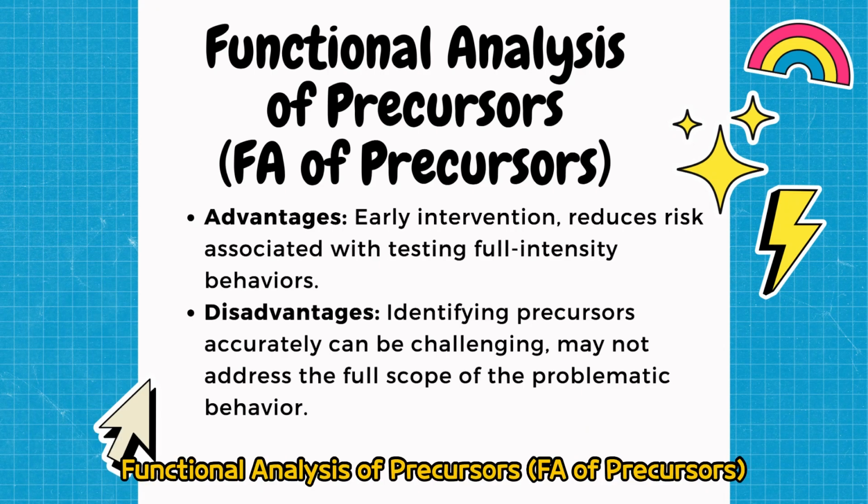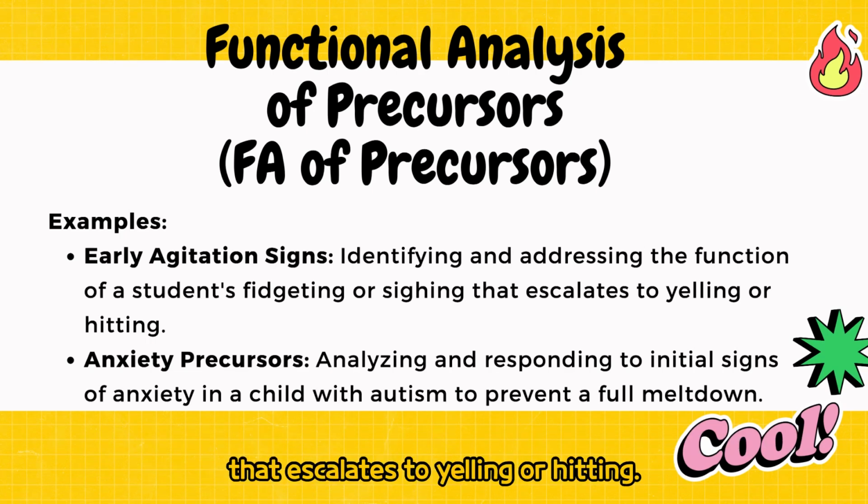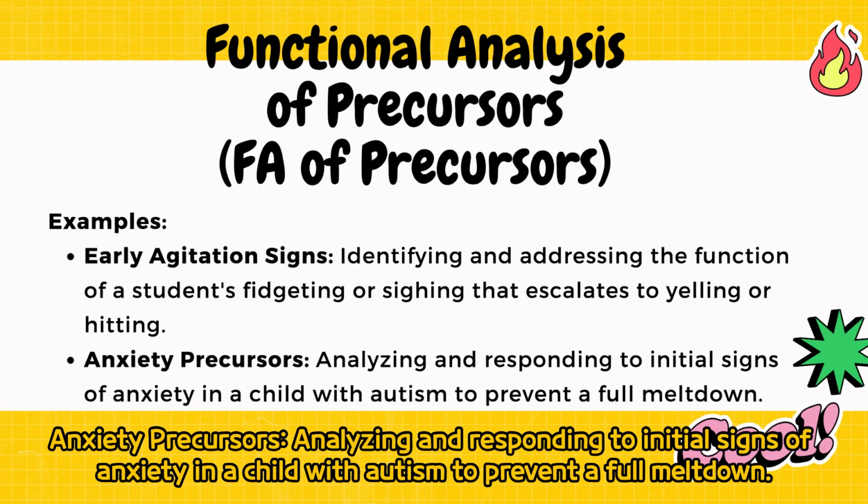Functional analysis of precursors, examples: early agitation signs, identifying and addressing the function of a student's fidgeting or sighing that escalates to yelling or hitting. Anxiety precursors: analyzing and responding to initial signs of anxiety in a child with autism to prevent a full meltdown.